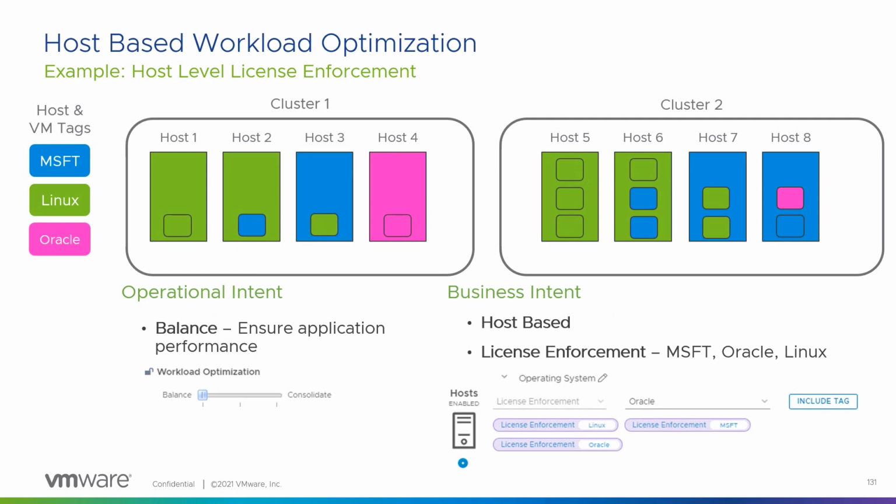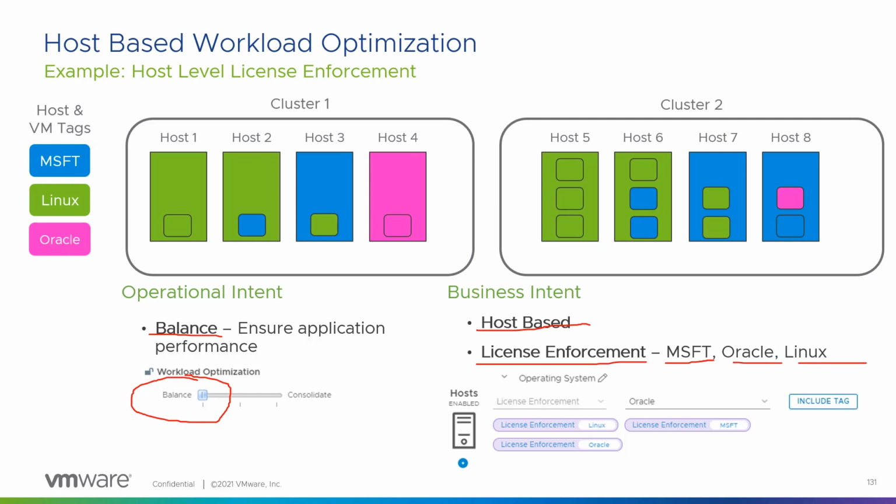The first thing we're going to do is set up our operational intent balance. We want to drive the best possible performance in the environment between and within the clusters. So we're going to go ahead and set that up. The next is we're going to choose host-based placement, and we're going to choose our tag category for license enforcement, which again we created over in vCenter a while back. And I'm going to choose the tags that I want to enforce. I want to enforce Microsoft, Oracle, and Linux.